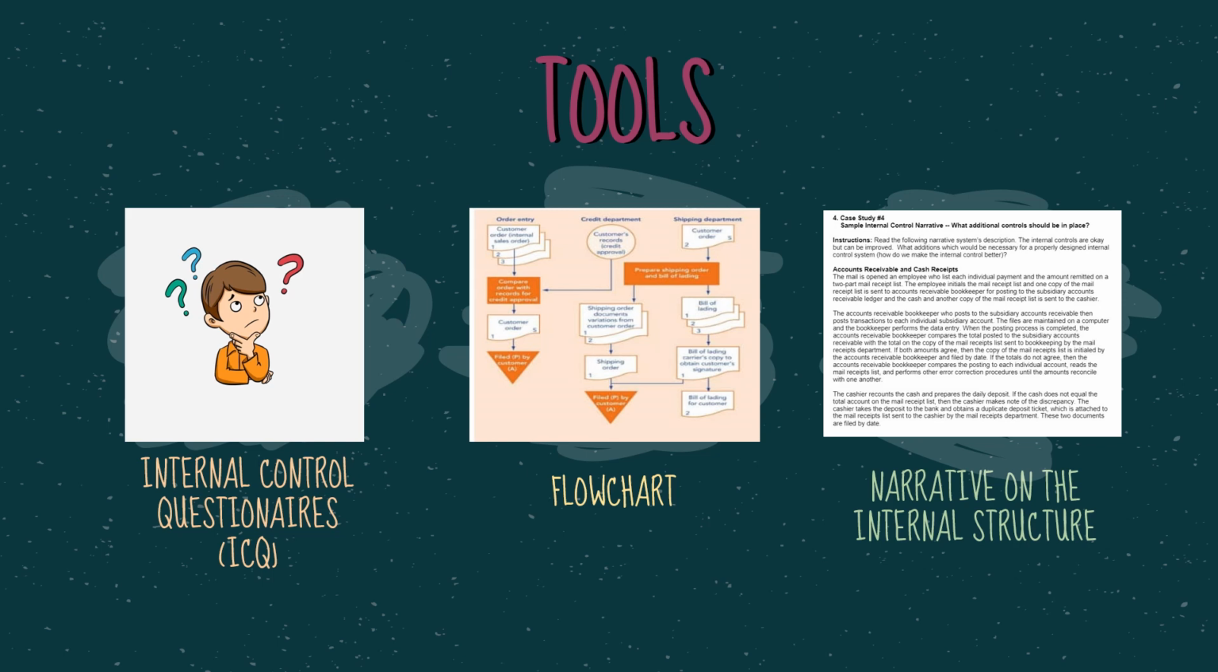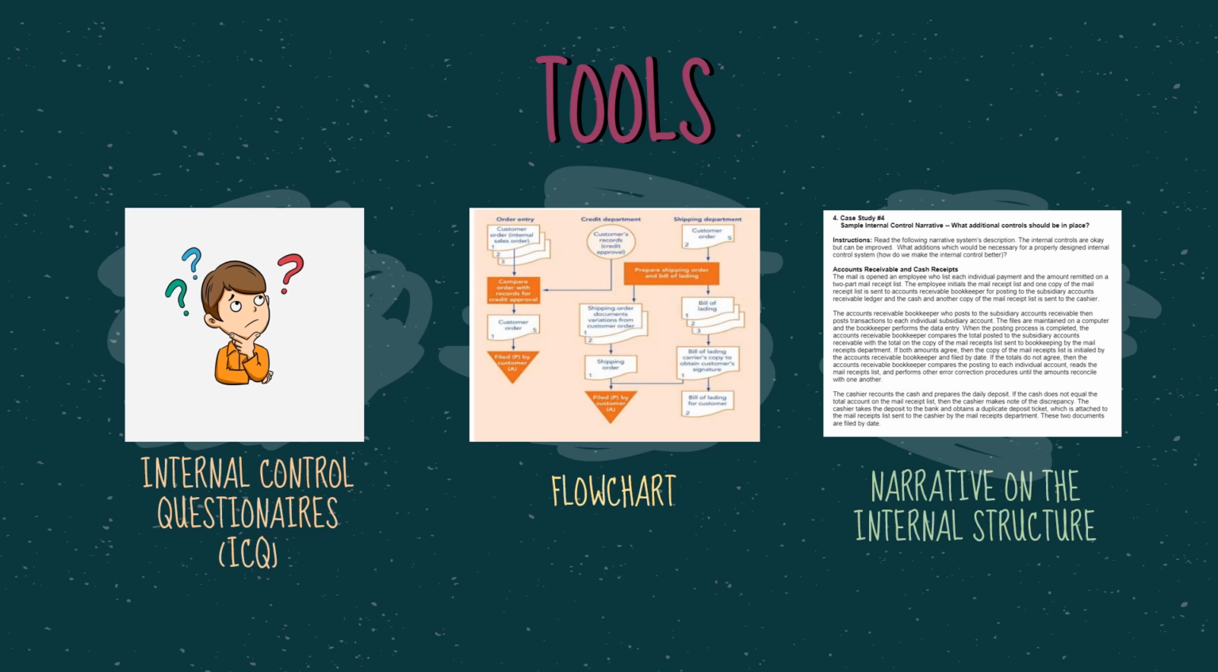Next, we move on to the next tool, which is a flowchart. The flowchart is a graph or diagram that shows the movement or the process of the product to arrive at the customer. This is the best and easiest way to understand and effectively implement the assessment of control risk.